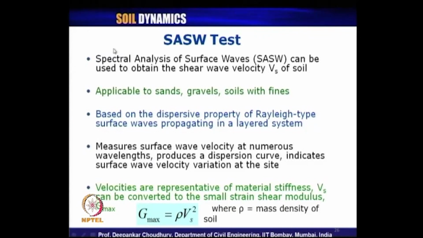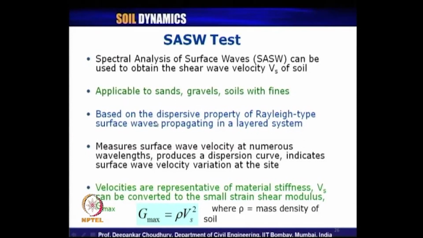Now, coming to the spectral analysis of surface wave, which is very commonly used even nowadays for determination of shear wave velocity of the soil. Some of the characteristics let me mention first. Spectral analysis of surface wave can be used to obtain the shear wave velocity Vs of the soil. This test is applicable to sands, gravels and soils with fines, that is, for most types of soil it is applicable, which is an advantage of this test.